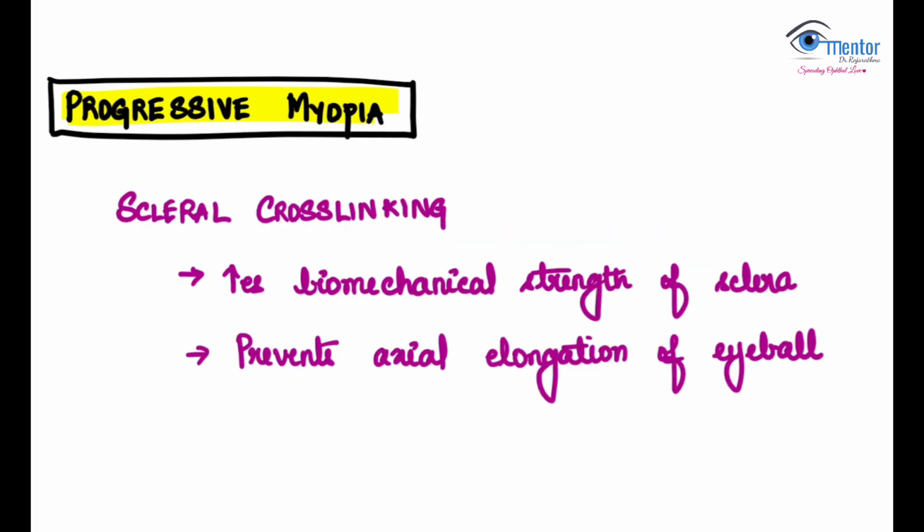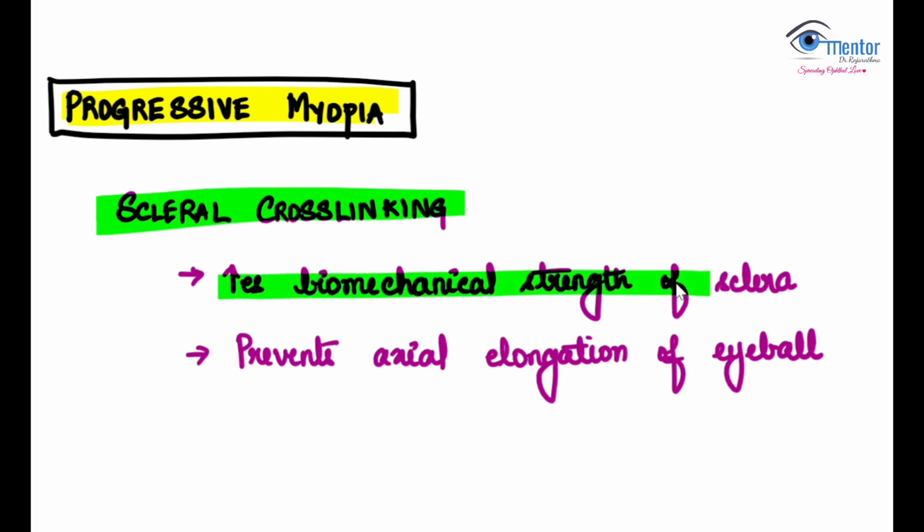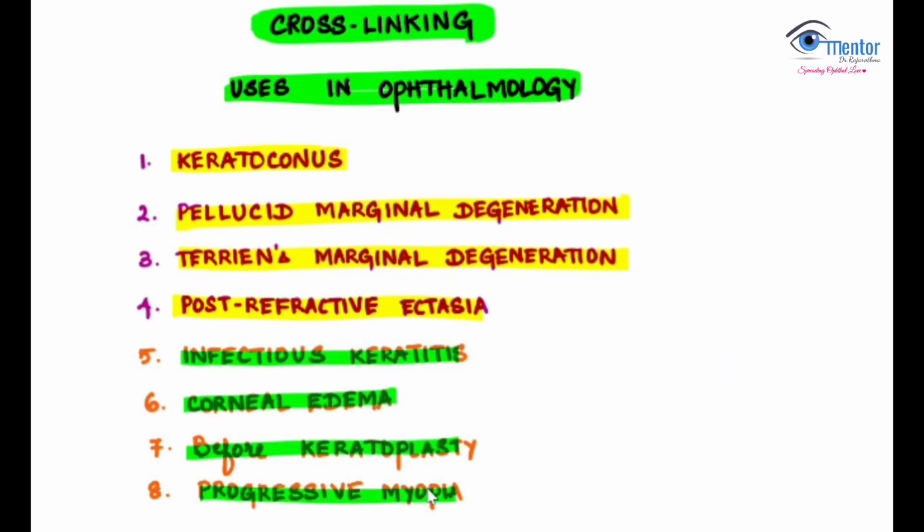The other use has been found in progressive myopia, where rather than corneal cross-linking, scleral cross-linking is done, whereby it increases the biomechanical strength of the sclera and prevents the axial elongation of the eyeball and therefore prevents myopia progression. So this has been studied mainly in animals, and a few studies have also been done in humans. So these are the other uses of collagen cross-linking.